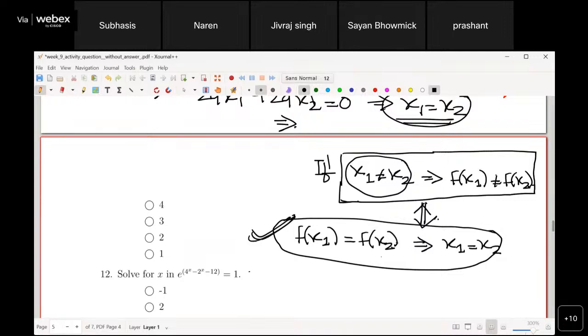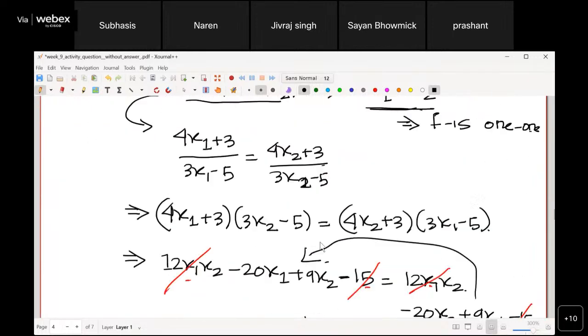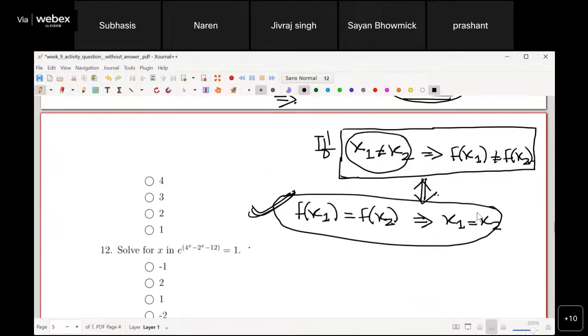So precisely I have proved the second statement. Initially I assumed that f of x1 is equal to f of x2, and I concluded that x1 is equal to x2. That means my function is one-to-one. Right, sir. Yes.